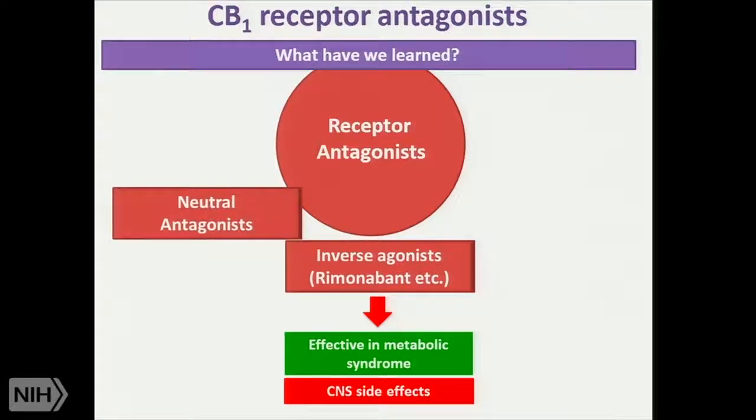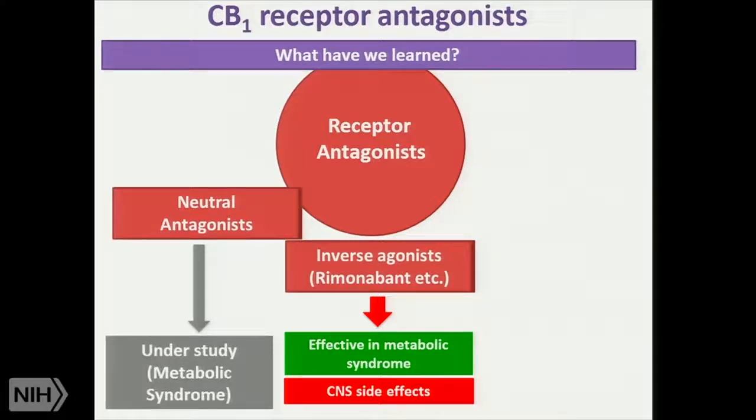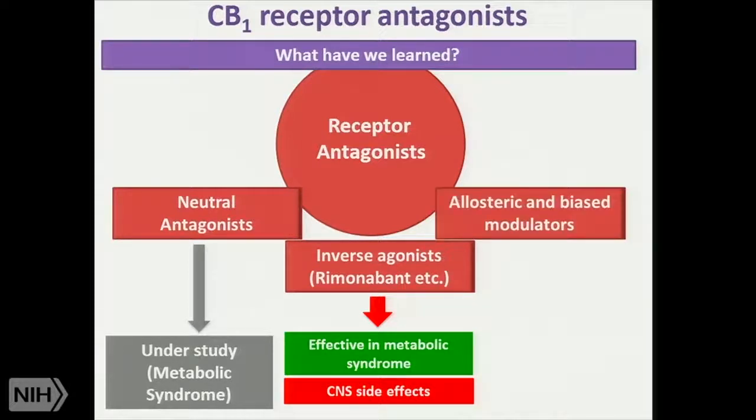What about neutral antagonists? Neutral antagonists are, of course, more moderate in their action because they do not force the receptor into an inactive state. They prevent the receptor from being activated. There are studies ongoing on neutral antagonists, but we still have precious few such compounds, and more work is needed there. What about allosteric and biased modulators?